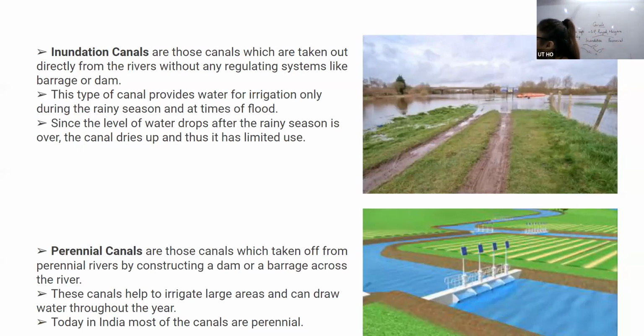These canals, yes, Akanksha? So we can say that, right? Inundation canals are made on seasonal rivers and not on perennial rivers. Yes. And they are a disadvantage if they are built on seasonal rivers. And even if it is on a perennial river, the water cannot be controlled. It cannot be regulated. Okay, ma'am. That would be a problem.